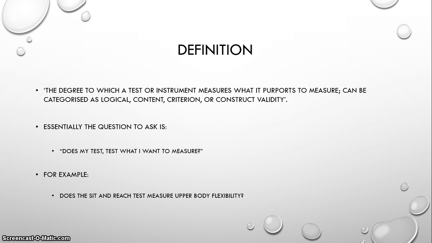Essentially the question to ask yourself when thinking about validity is, does my test measure what I want to measure? And the example that I've used here is, if I wanted to measure upper body flexibility, would the sit and reach box be valid? Okay, that isn't a valid measure because the sit and reach box would test my hamstring and lower back flexibility and not my upper body flexibility.